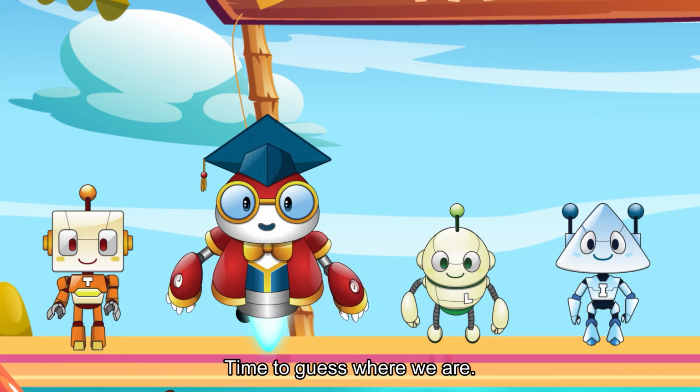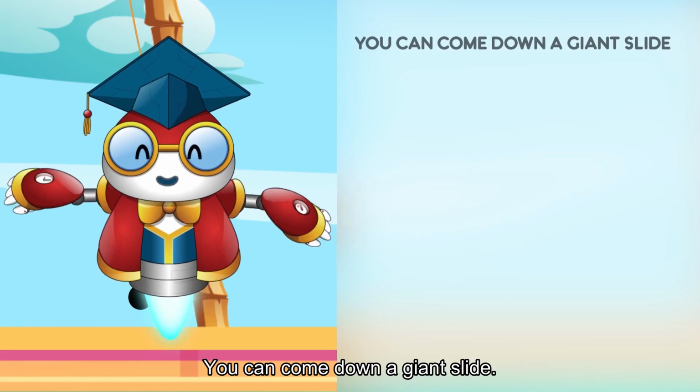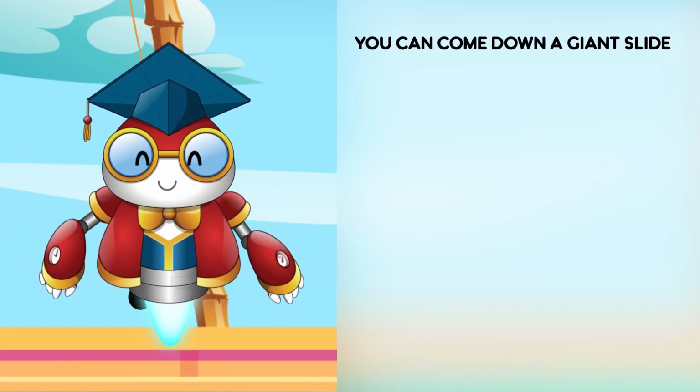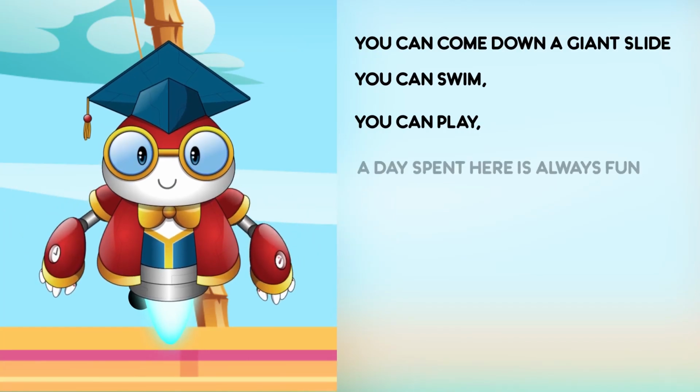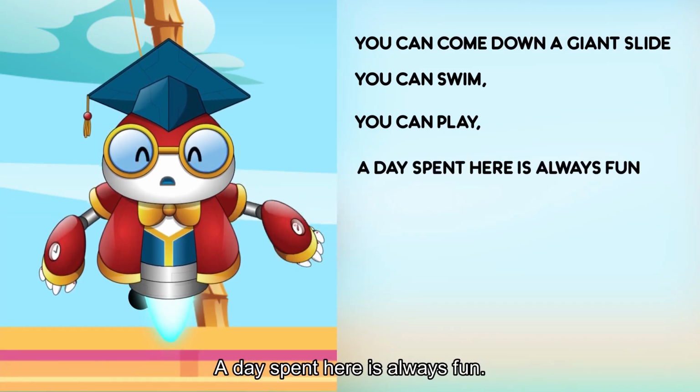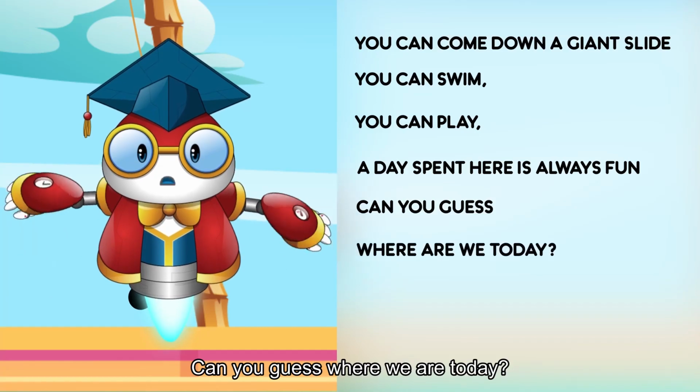Time to guess where we are. You can come down a giant slide. You can swim, you can play. A day spent here is always fun. Can you guess where we are today?